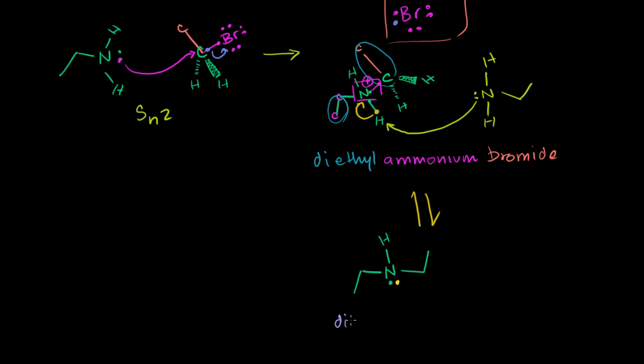Actually, no, sorry, it wouldn't be diethyl ammonia. It would be diethylamine. Sorry about that. Let me erase that. This would be diethylamine. Ammonia is just NH3, let me draw it like this. Ammonia, just to make things clear, is this. And that's why my brain was telling me to go ammonia.